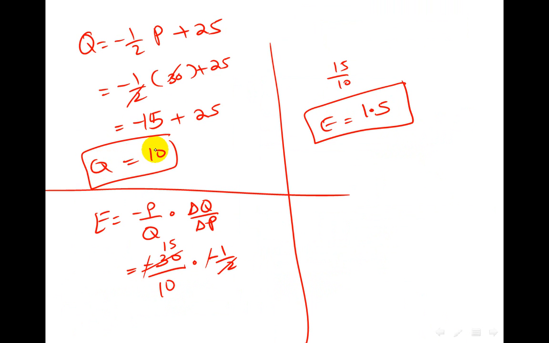I found the value of Q. Now just substitute the values in the formula, minus P over Q times change in Q over change in P. Don't forget that this part means the derivative, and that's all. You can use your calculator to find the final answer.